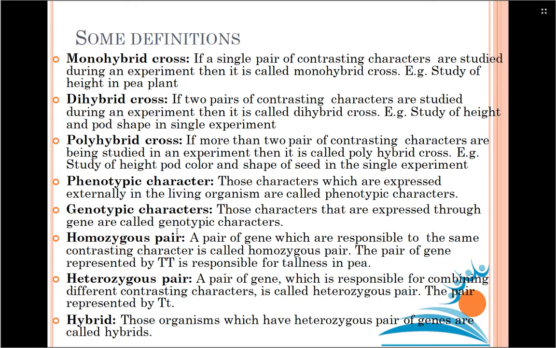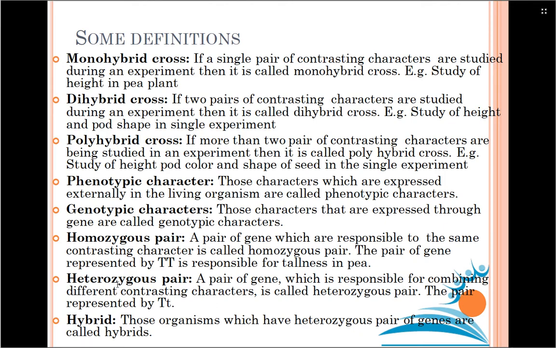Now, homozygous pair means it's a pair of genes which have the same kind of character. Like the tall character you see here, so both genes are same. Such a pair of chromosomes is called a homozygous pair. But heterozygous pair, so hetero means different. So it's a pair of genes where the characters are different. So for example, when you cross the tall and dwarf, we found the hybrid. So the hybrid was having a different pair of characters.